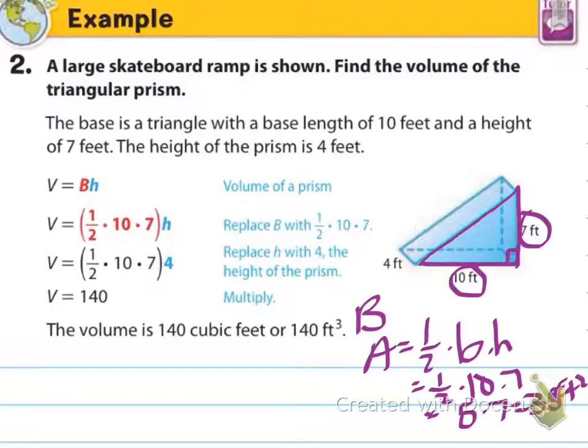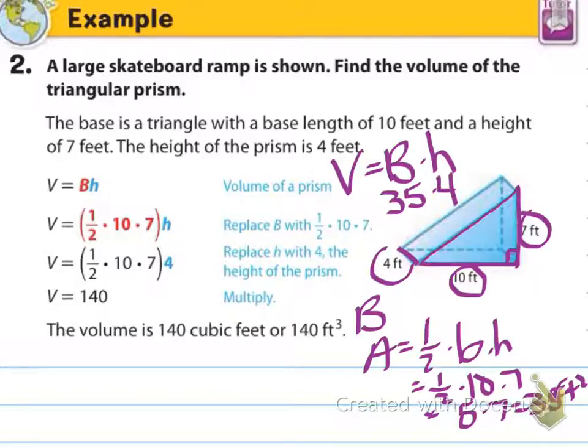So for the big B, I'm going to substitute in the 35. And for the height, we're looking for this other unit, which is going to be 4. And I know that seems odd because it's not very big of a height, but it's not a very tall triangular prism either. And so we end up doing 35 times 4, which is 140 feet cubed.